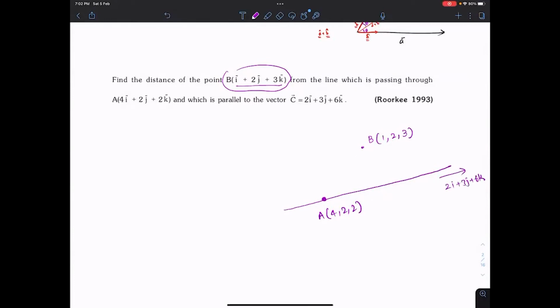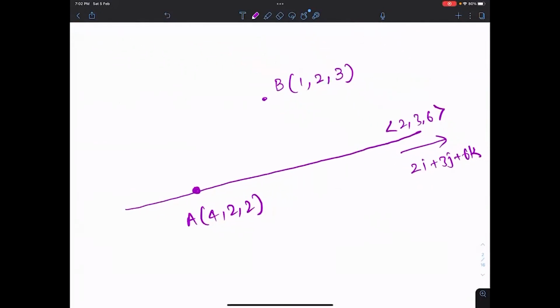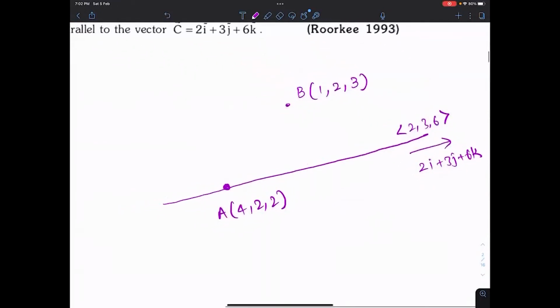Okay. If a line is parallel to a vector, we will say the direction ratios of that line are 2, 3, 6, the components of that vector only. Okay, fine. What they are asking in this question is the perpendicular distance. This distance BM they are asking. Now, do you know the length AB? Distance formula only. What is the length AB? Root over 3 square plus 0 square plus 1 square, root 10 only. So this length is root 10.